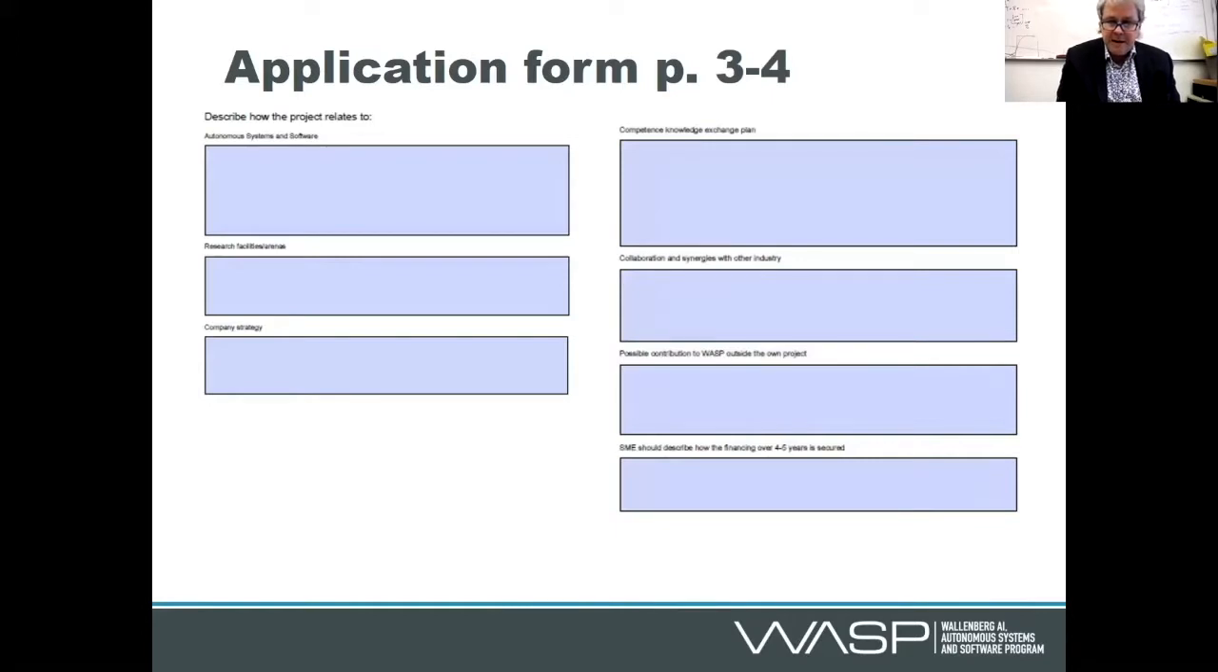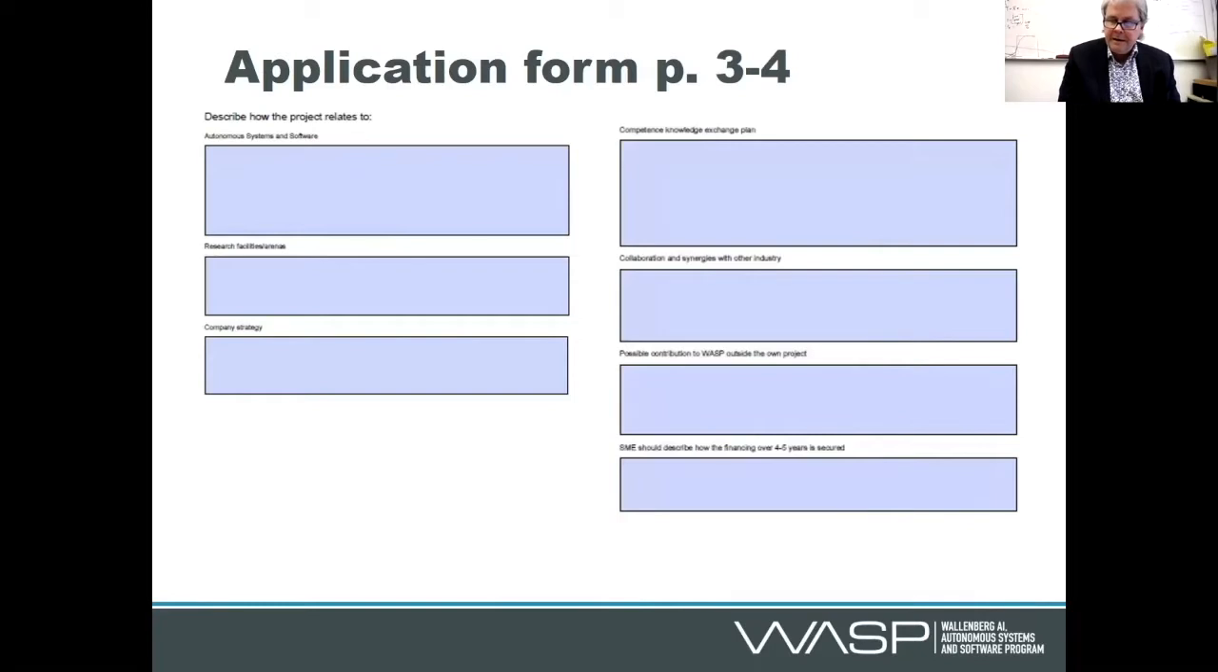Then there should be a competence knowledge exchange plan, and this has to do with how the competence and knowledge that the industrial PhD student builds up during 5 years, how that should disseminate into the company. Meetings, presentations, and things like that. Next thing, if there is some collaboration or synergies with other industries. And if this industrial PhD student or the company can contribute to WASP in any other ways outside this particular project.